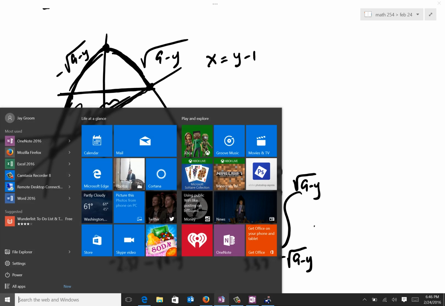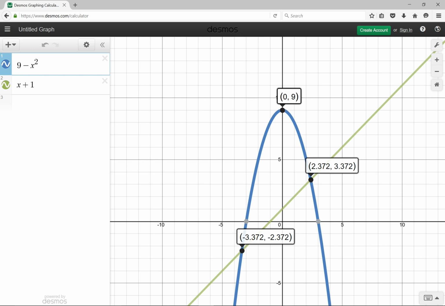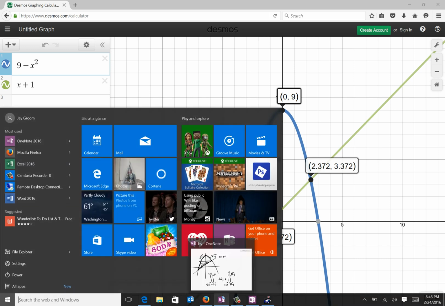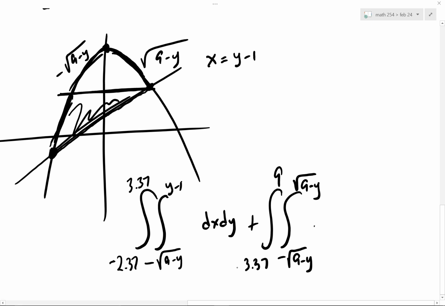You could also go, if I have 9 minus x squared, when x is 0, you get y is 9, right? Okay. And again, why do we do it both ways? Because sometimes it's helpful to do it both ways. And I really want you to be confident to be able to do it both ways based on what the problem suggests.